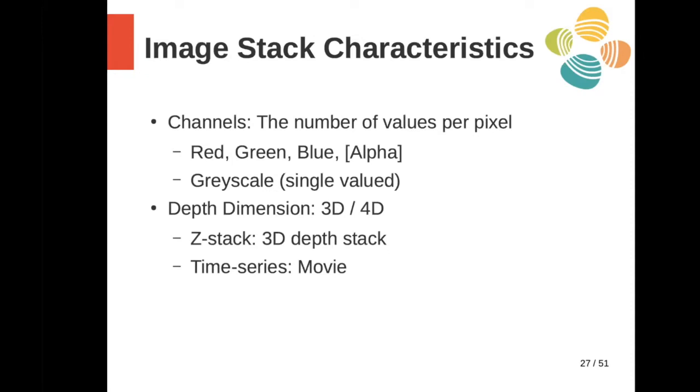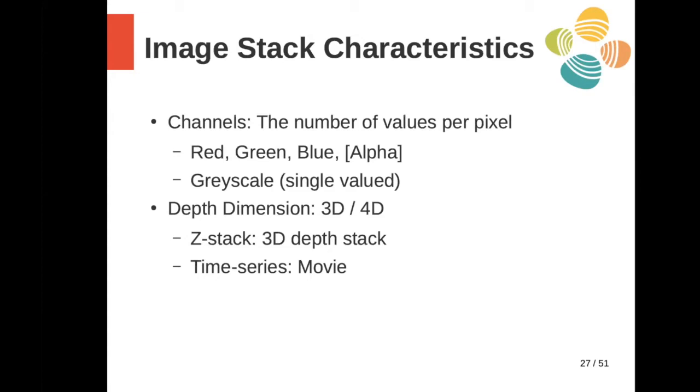Image stacks are made from images, and so they have a number of characteristics that images also have. Things like channels, which is the number of values per pixel. They may have red, green, blue, so it may be like a color image. Each of those channels may have overlapping but not identical information that can help you pick out features of interest. There are also images that are pure grayscale. They're only measuring the intensity at that point, so they're single values.